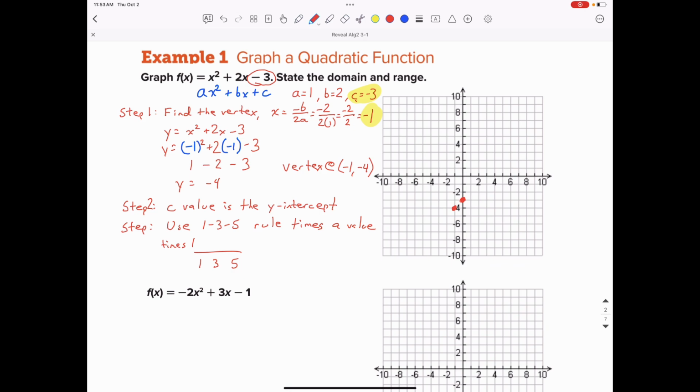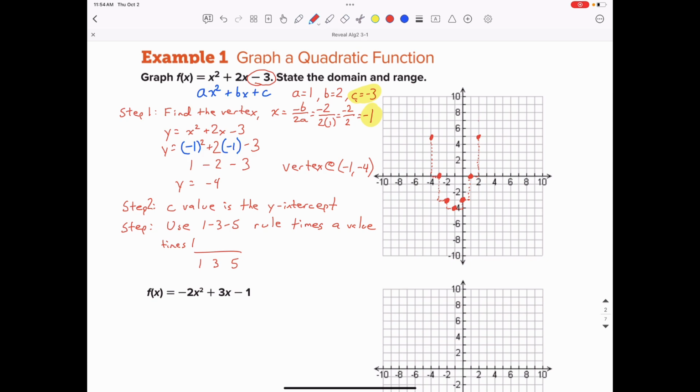So that means we will start at the vertex. We will go out 1 in both directions and up 1 and place a set of points there. Notice that when I do that, I hit the y-intercept. That is a very good indication that we are likely correct. From those points, we will go out 1 in both directions, but now we're going to go up 3. So you can see I'm counting up 3. Place a point there and there. And then from those points, we will go out 1 again, but this time we're going up 5. Place points there and there.